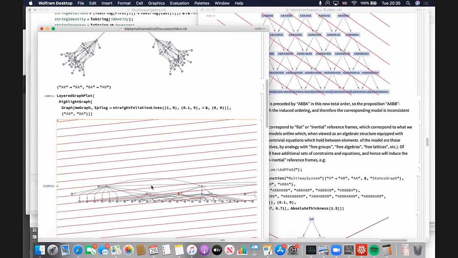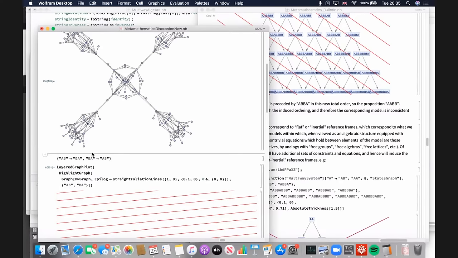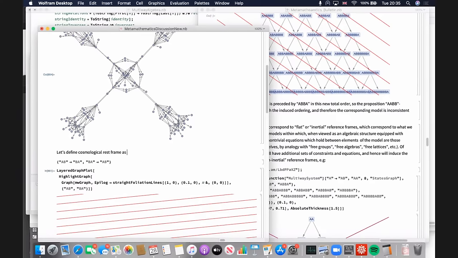So I can make a note of that. Let's define cosmological rest frame as being the free model.